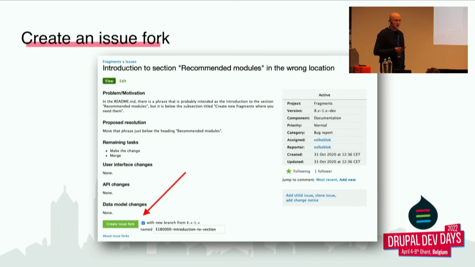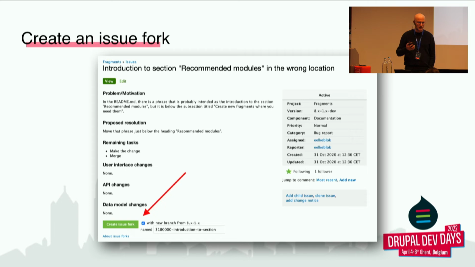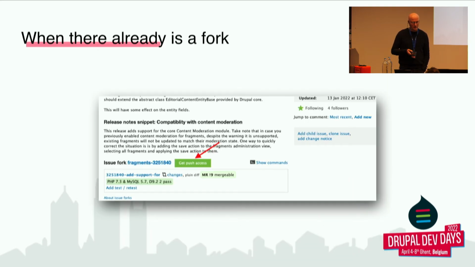And then when you actually start working on a particular issue, you will want an issue fork. Basically, that means a copy of the Git repository is created just for this ticket, and it will also create a branch for the issue within that fork. Or if somebody else already clicked that button and you do want to push changes, you'll actually need to get push access to the issue fork. You only need that if you want to make changes. If you just want to review and pull the code, you don't need push access, obviously.